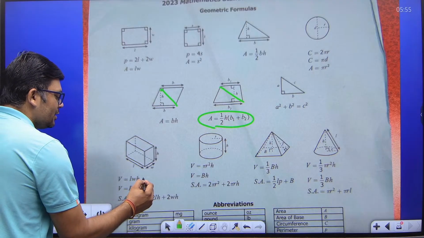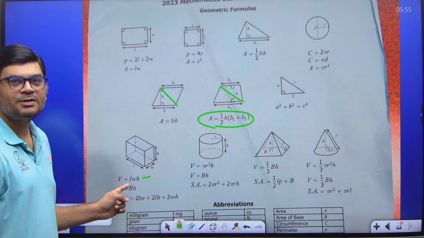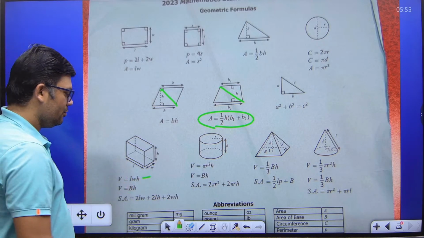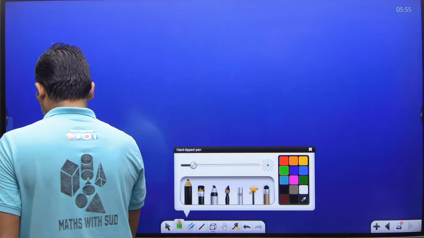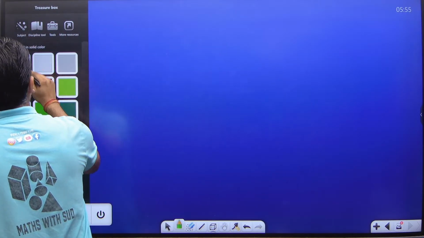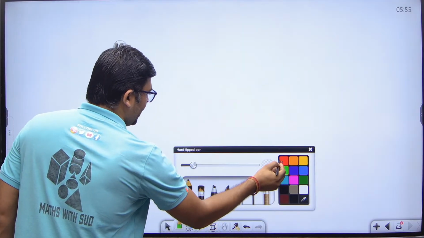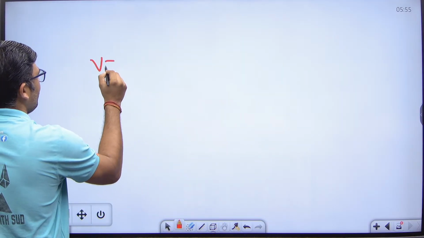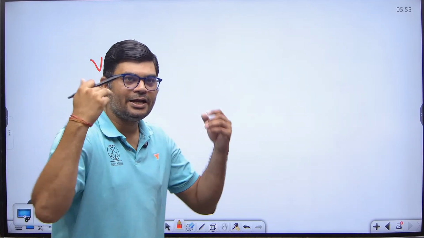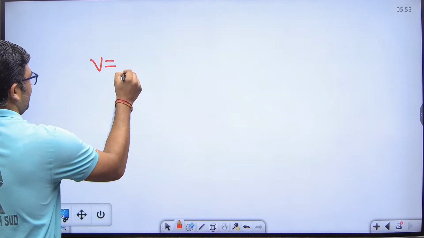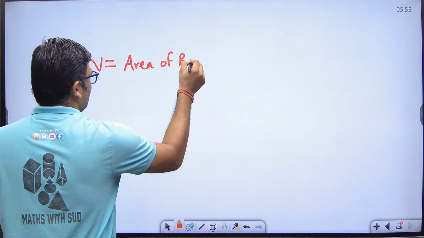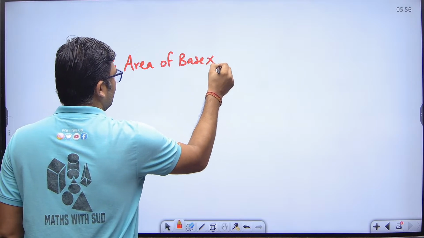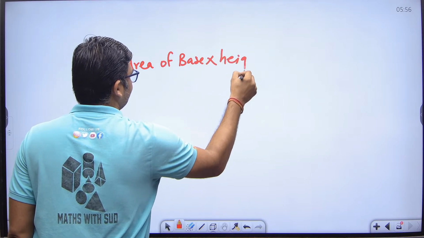The volume is LWH. LWH means length, width, height. I will tell you a tip for all the formula, so you write down this tip. Volume of any shape, I'm telling any shape, is area of base multiplied by height.